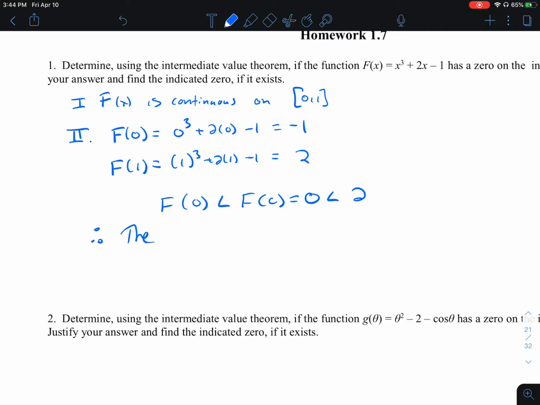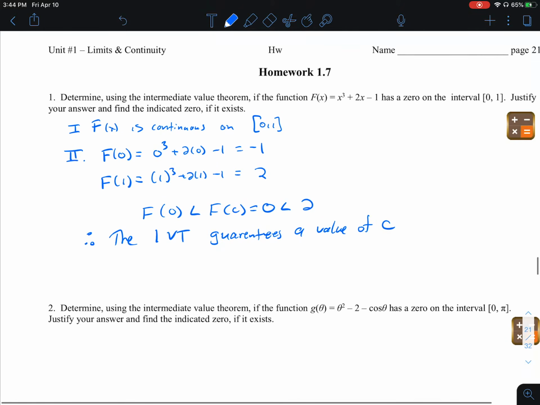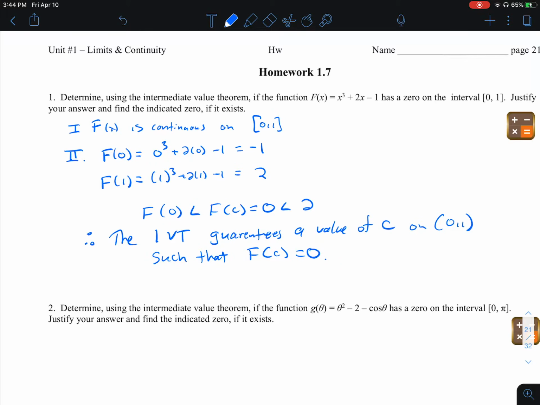Therefore, the intermediate value theorem guarantees a value of c on the interval (0 to 1) such that f of c equals 0.